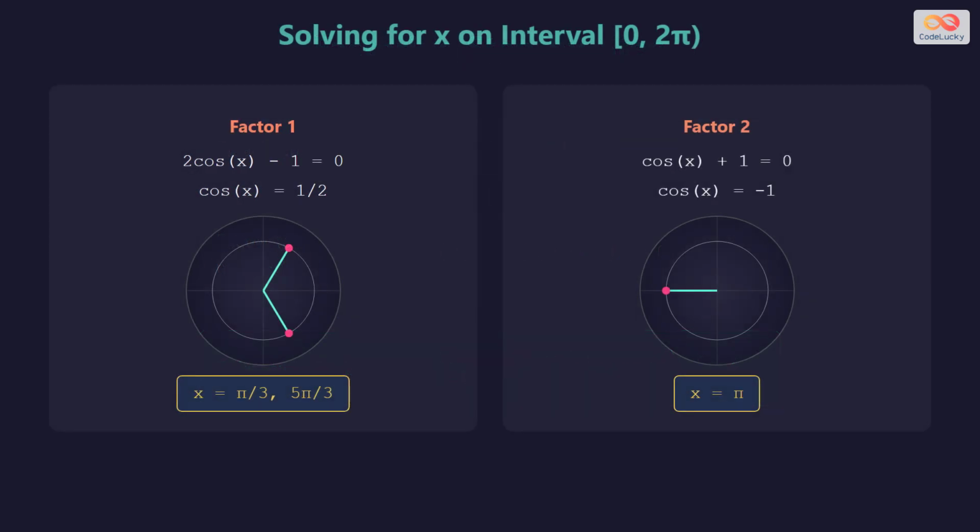We are in the home stretch. We take our two factors and solve for x. From the first factor, we get cosine x equals 1/2. Looking at our unit circle, cosine is 1/2 at pi over 3 and 5 pi over 3. From the second factor, we get cosine x equals -1. On the unit circle, the x-coordinate is -1 only at pi. So, our complete set of solutions for the interval 0 to 2 pi is pi over 3, pi, and 5 pi over 3.